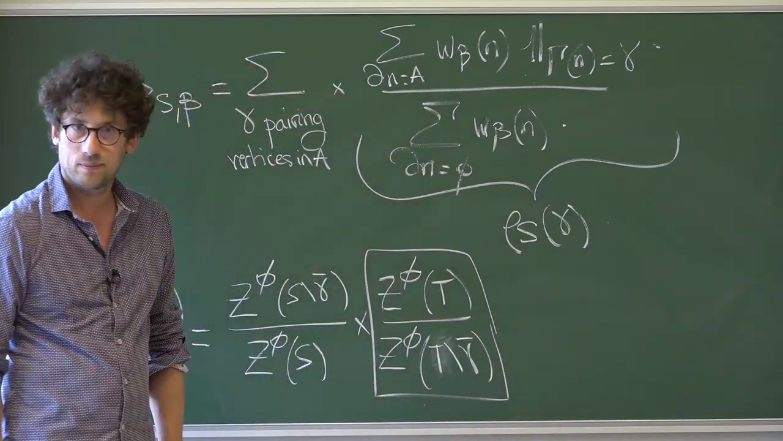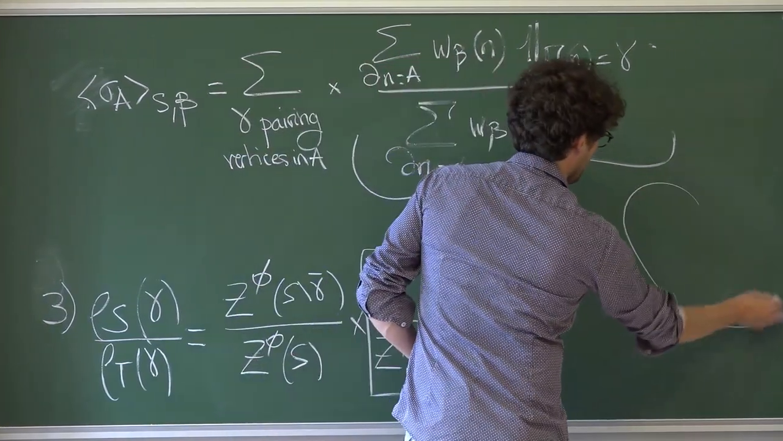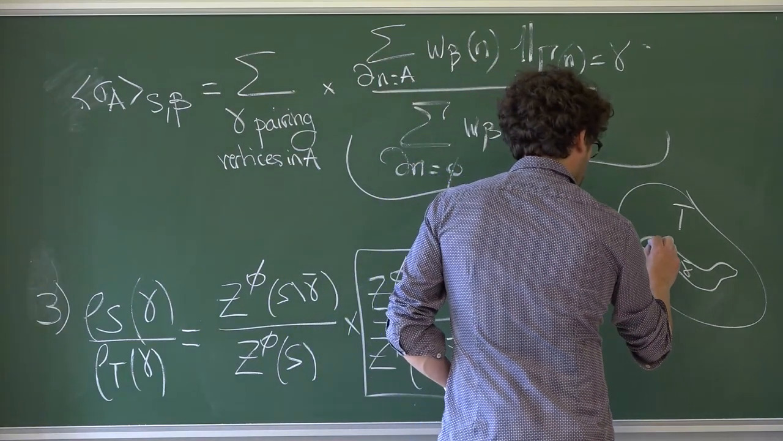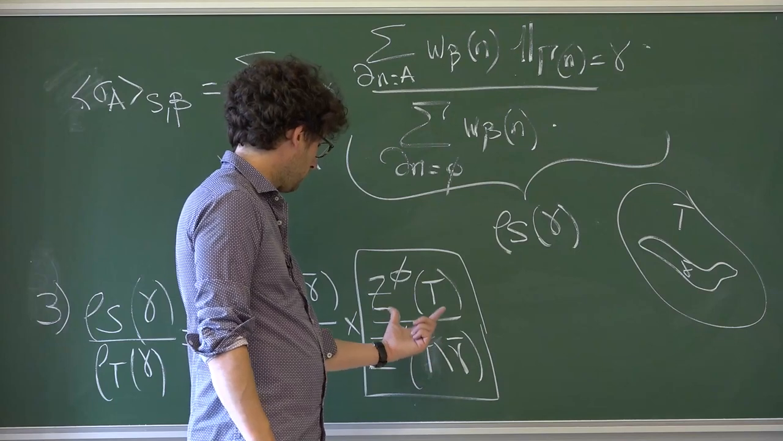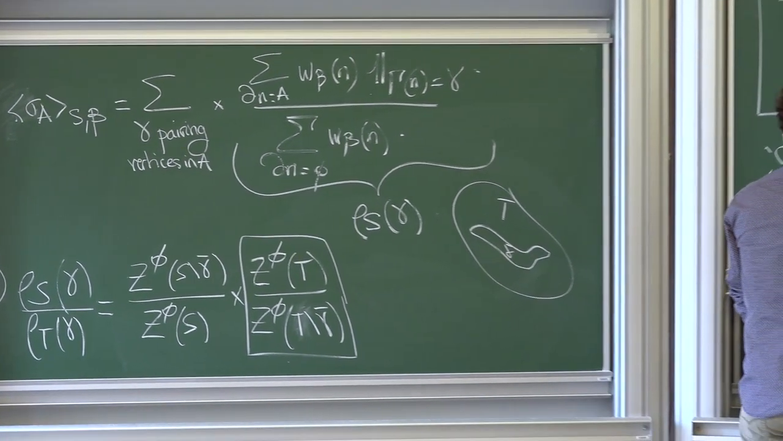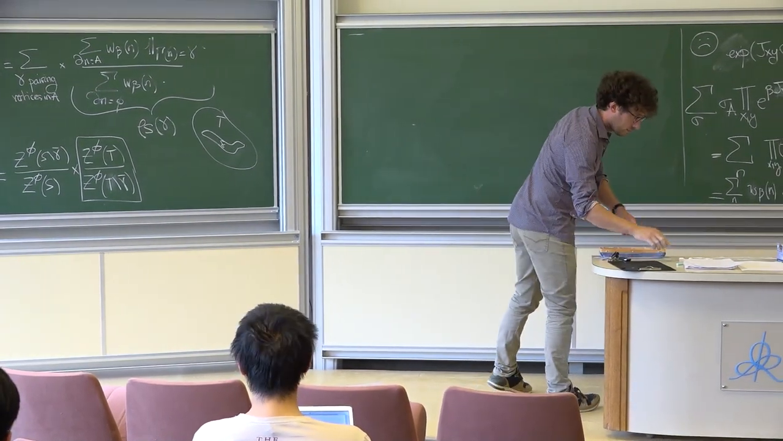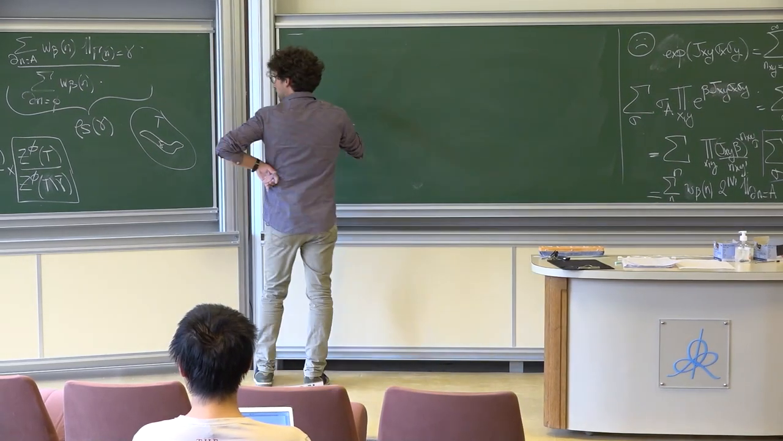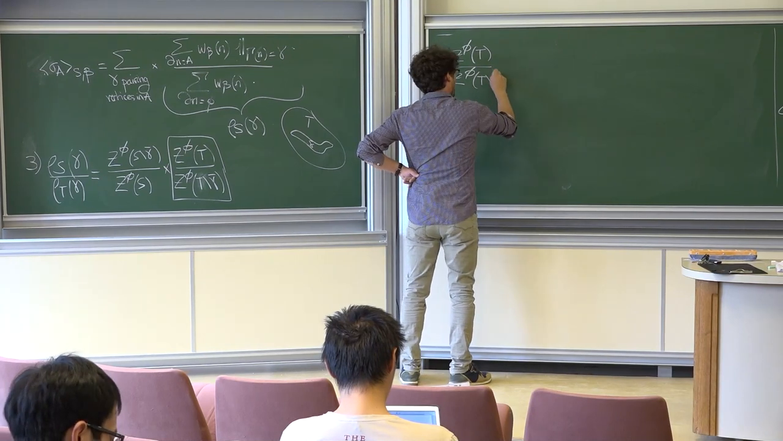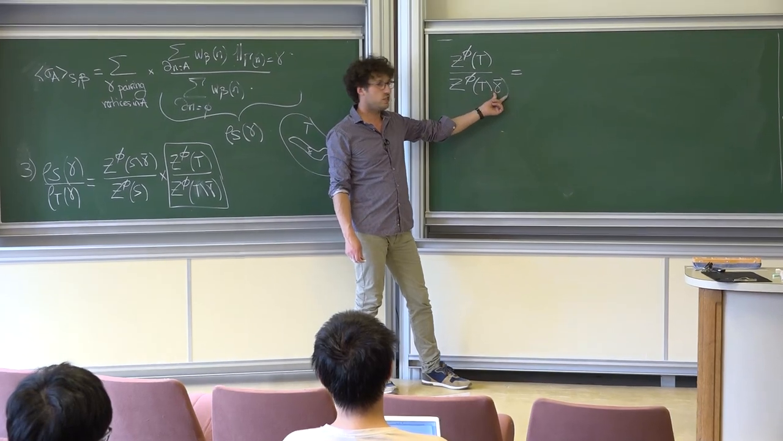How can I rewrite this thing? So I'm looking at the ratio of two partition functions of Ising. So I have T, and I'm removing the set gamma bar. What I can think of is that, imagine here, I can think of this thing as, okay, let me maybe write somewhere else. I can see it like that. This is almost the partition function of the Ising model on T with zero coupling constants on edges here.